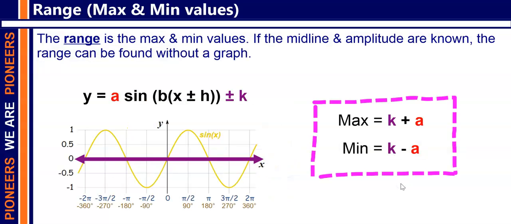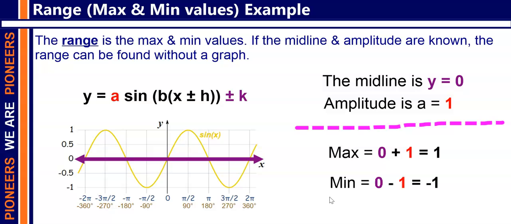Now we talked about range earlier, but here's a formula to easily identify it with what we just talked about. If you know the midline and the amplitude of the graph, you can find the range just by taking the midline and adding your amplitude to get the max, or subtracting your amplitude to get the minimum. You can do that without the graph as long as you know what the midline and the amplitude are. In this example, the max is 1 because the midline was 0 and the amplitude was 1. So you add 1 to get a max of 1, and you subtract 1 to get the min of negative 1.